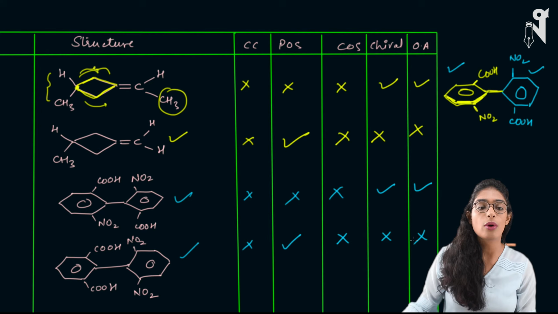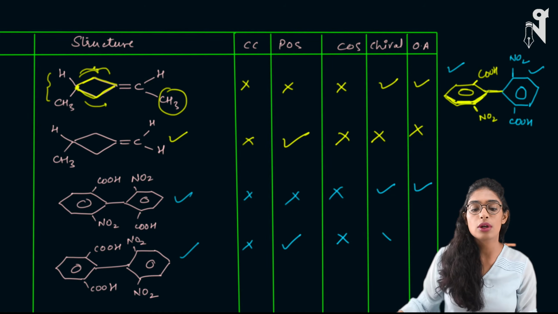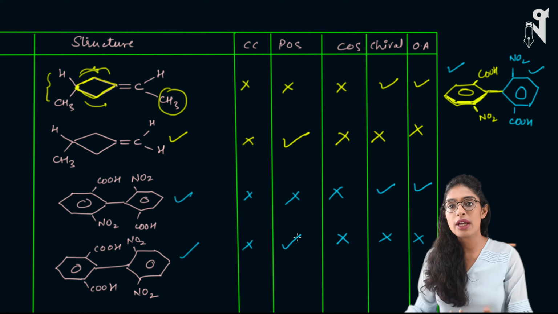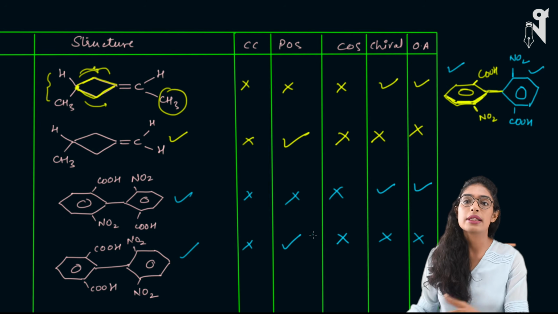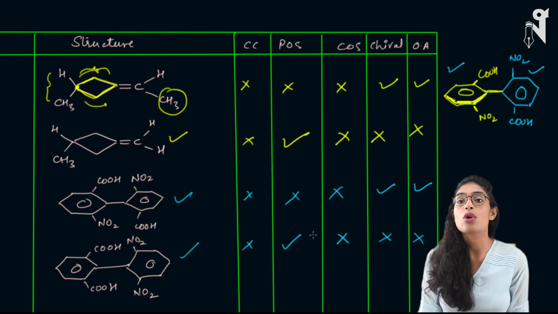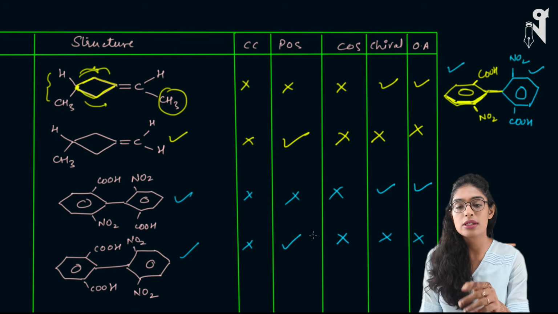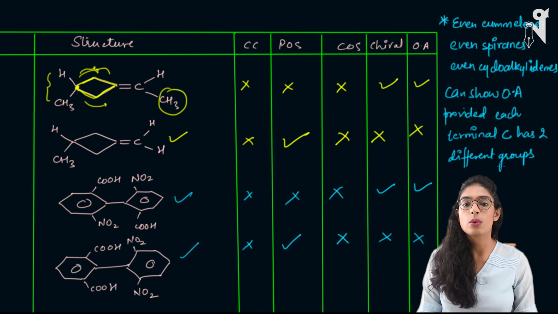Now we will write some important points about whatever we have learnt, about all the different structures we have learned, cycloalkylidenes, cumulenes and these benzene things, in which cases the optical activity will exist. So let's note it down. Okay, so what's the key point?